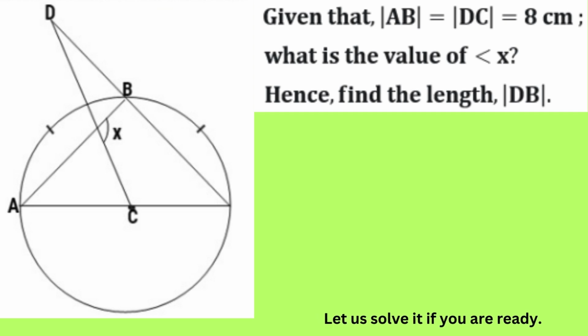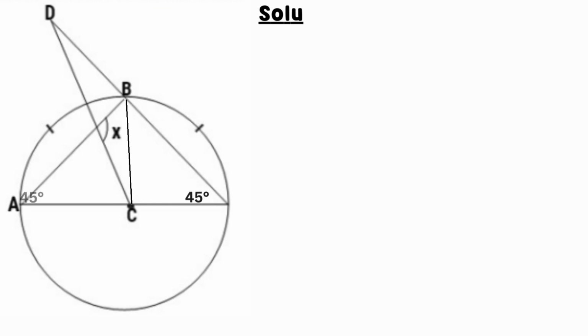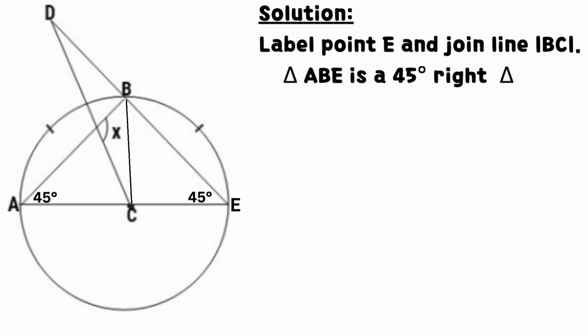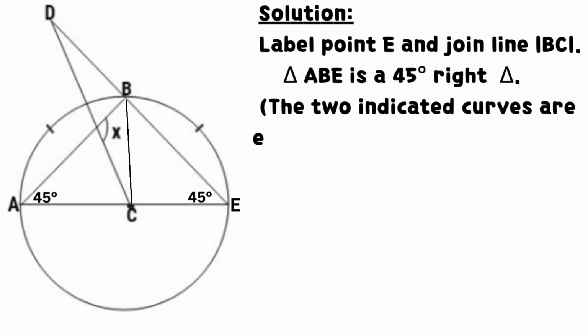Required to find the value of angle X and the length of DB. Label point E and join line B, C. Triangle ABE is a 45 degrees right triangle. It is indicated by the two given curves are equal.